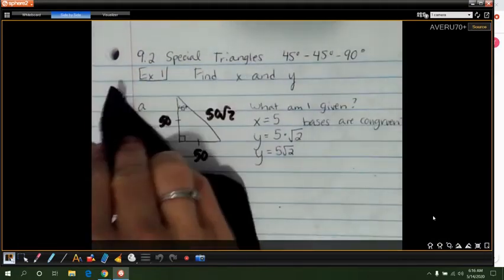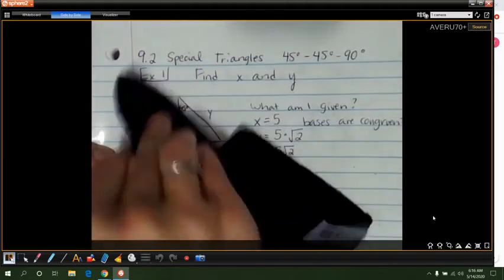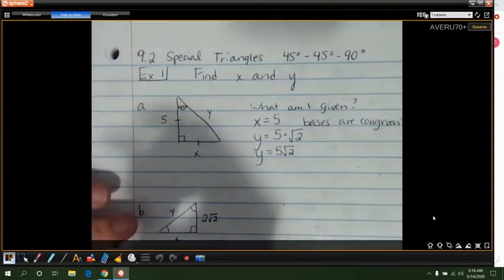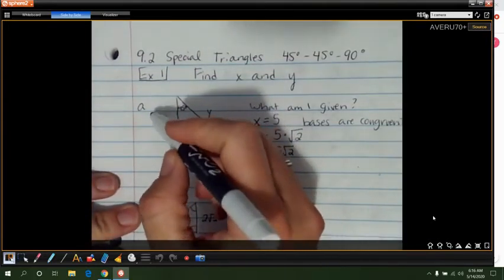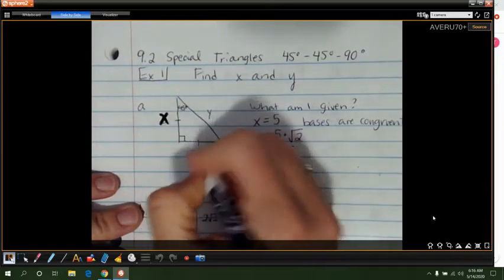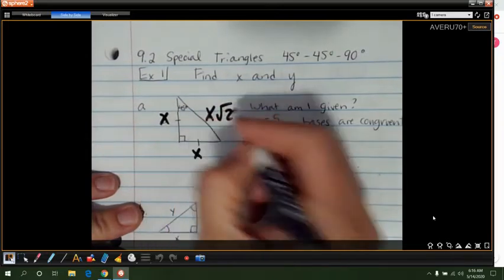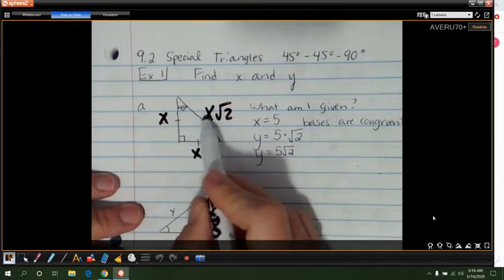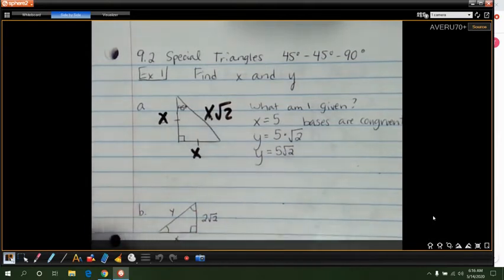Again, I could do this for a long time, but I just want you to understand that if we have an unknown, let's say x, this is x, and this would be x radical 2. The only thing you're changing is the value in front of the radical 2.